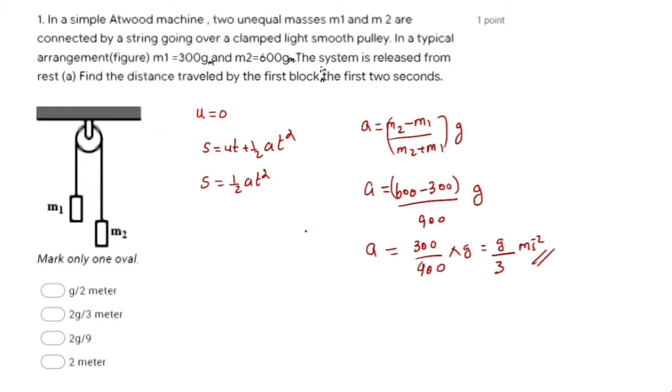Now we got the acceleration, so we can substitute to find the distance traveled. S is equal to half into, the acceleration is g divided by 3, into time square. The time is 2 seconds, so 2 square is equal to 4. The 2 will cancel here, so the answer is equal to 2g divided by 3 meter. So option B is the correct answer.